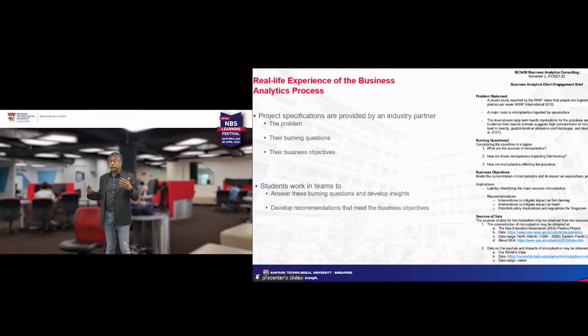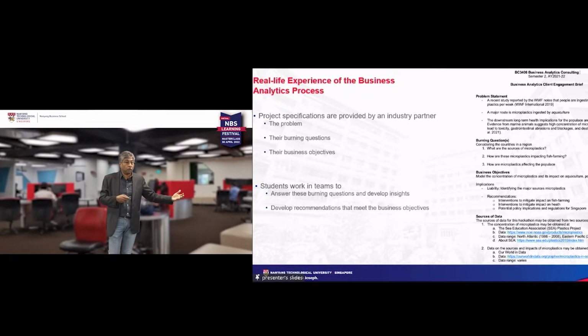So they have some questions in mind that they want answered because they don't know the answers, but they also have some objectives. In this particular case, they are looking for liabilities, who is responsible for microplastics being pumped into the ocean. They are looking for recommendations. In particular, they are looking for mitigating factors that help the impact on fish farming, and the impact on health.